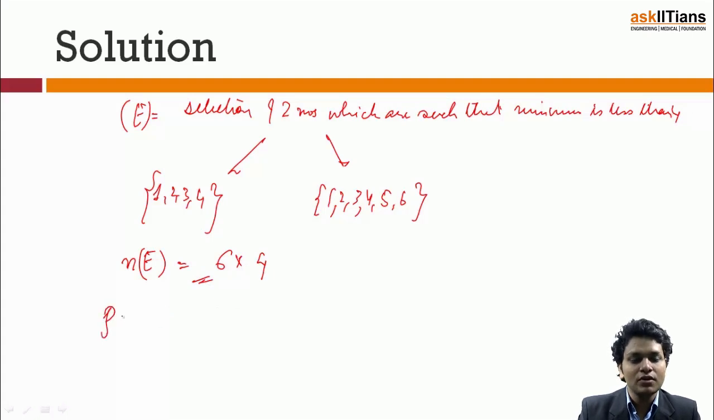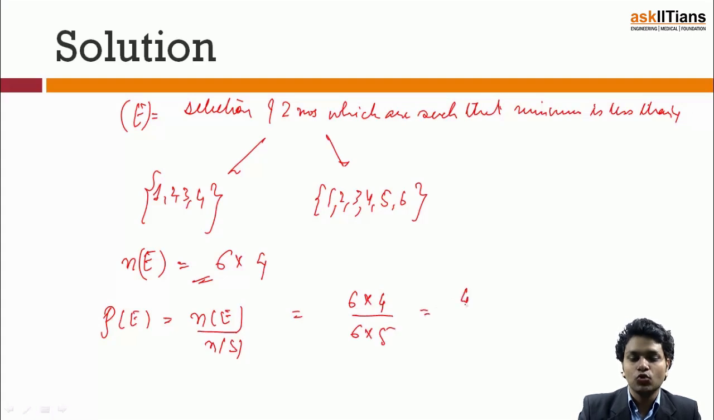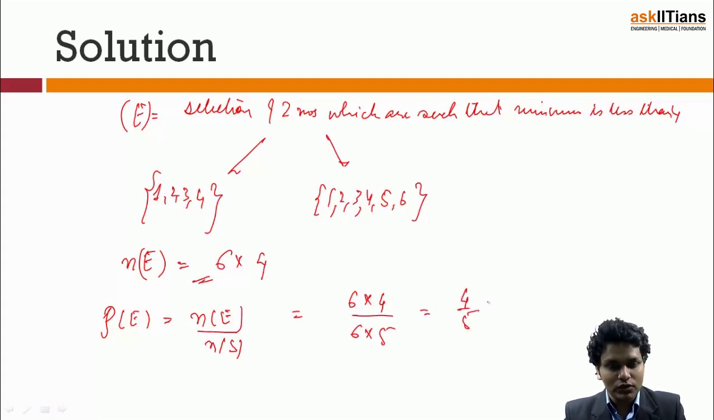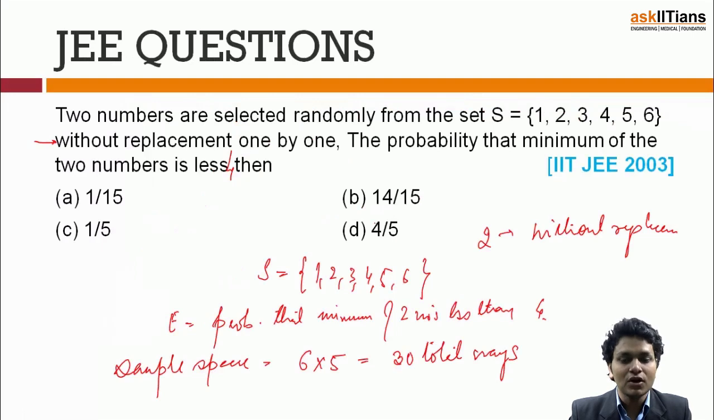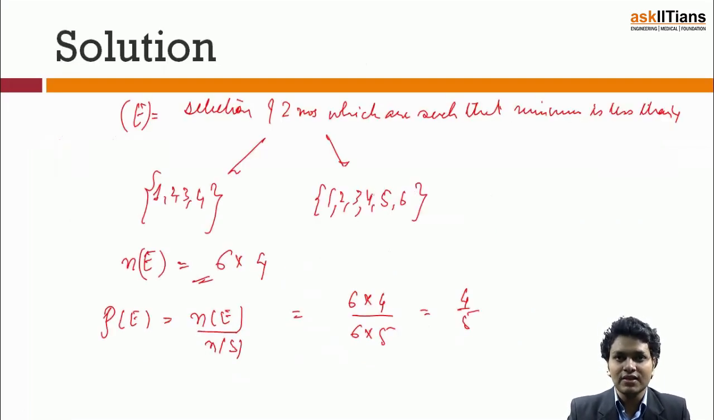The probability of the event E can be defined as the number of elements in E upon the number of elements in the sample space, and hence it can be written as (6 into 4) upon (6 into 5). Hence the answer is going to be 4 by 5. So let us check which of the following options satisfies that. Option number D is the correct answer for question number 2, which is of JEE 2003. This is a question which is just testing the knowledge and understanding of sets, taken up through probability.